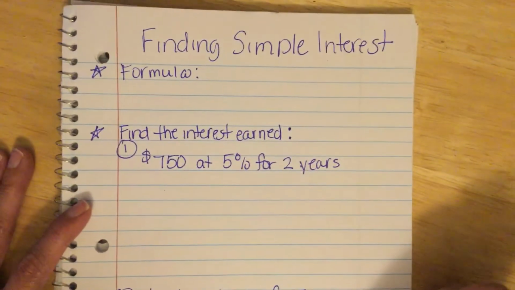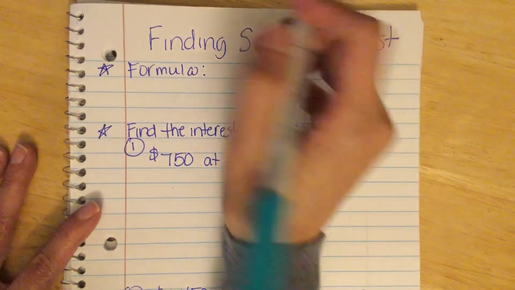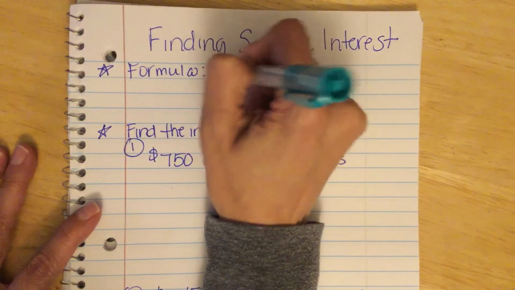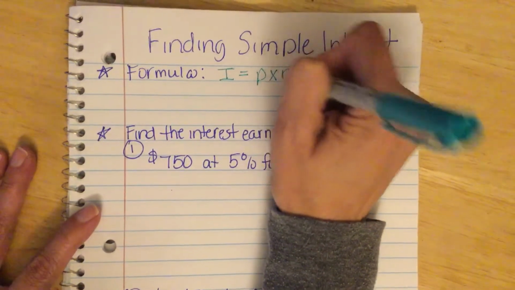Okay guys, today we're going to practice finding simple interest. Remember the formula for finding simple interest is I equals P times R times T.